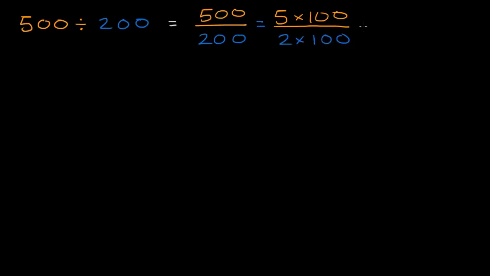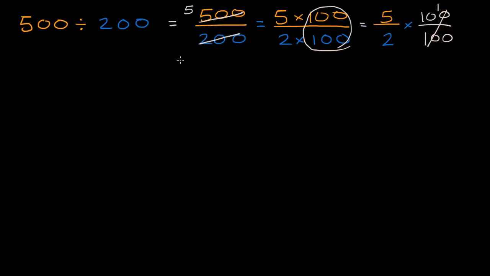So you could just view this as equal to 5 halves times 100 over 100, which is just going to be equal to 1. Another way to think about it, you could divide the numerator by 100 and you would have 5. And as long as you divide the denominator by the same thing, you're not changing the value of the fraction. So if you divide the denominator by 100, you're going to get 2. So any way you think about it, this could be simplified as 5 halves. But we're not done yet. That is what 500 divided by 200 is.